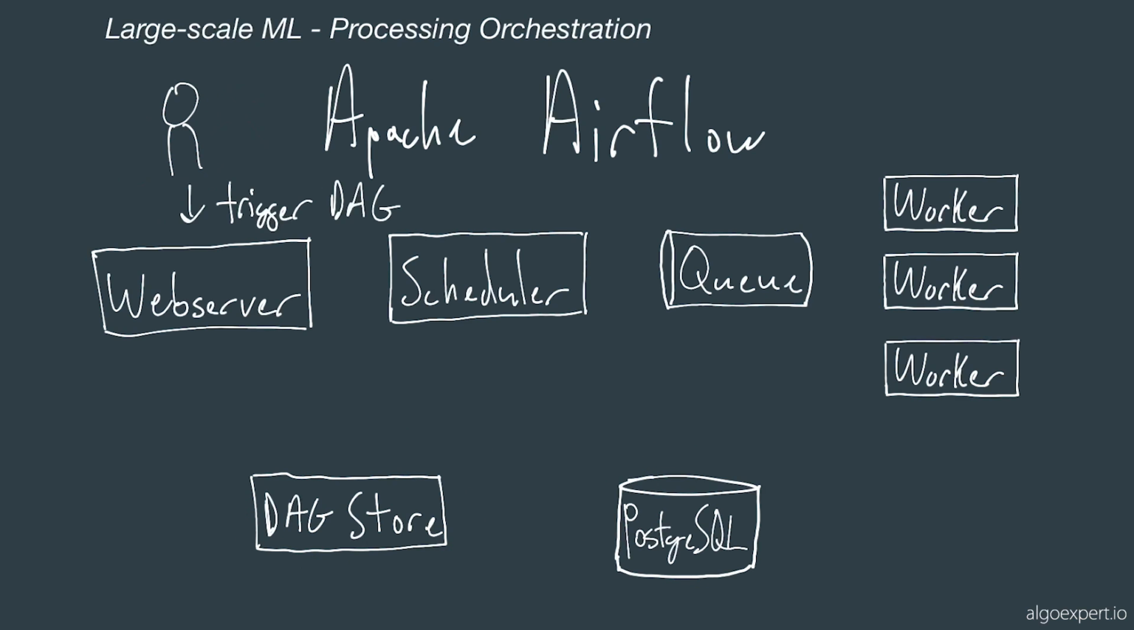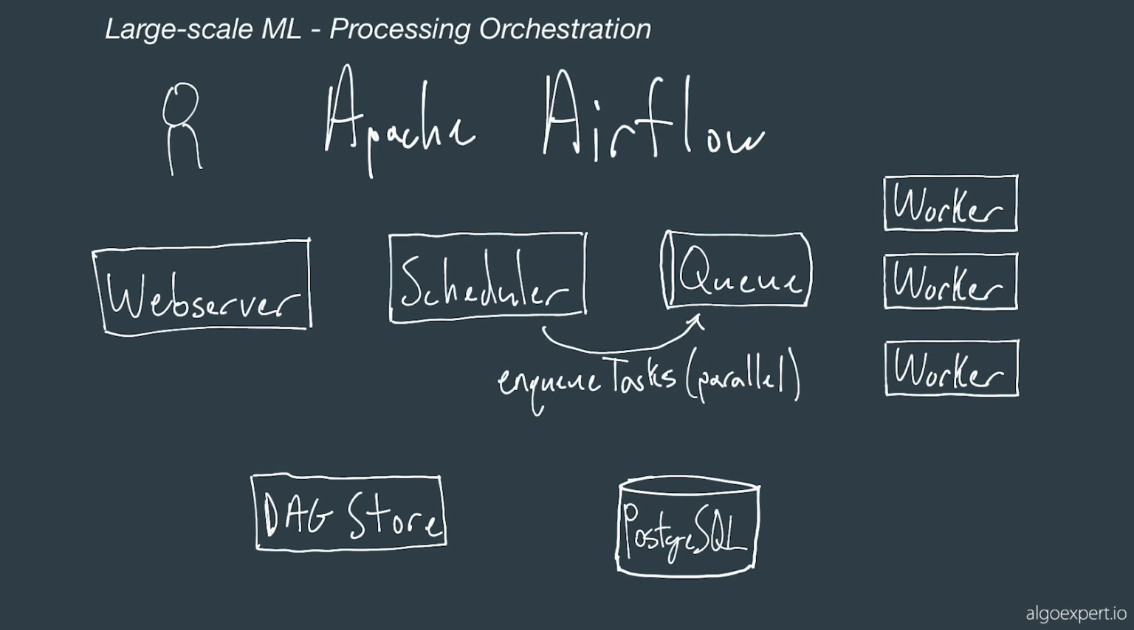So here, a user on the web server would trigger some DAG. The web server would fetch the DAG from the DAG store. This is typically S3 or some distributed file store. The web server would then schedule that DAG to be run with the scheduler. The scheduler would take all of the tasks in that DAG, figure out which ones have to be run serially or parallel, and submit them to the queue.